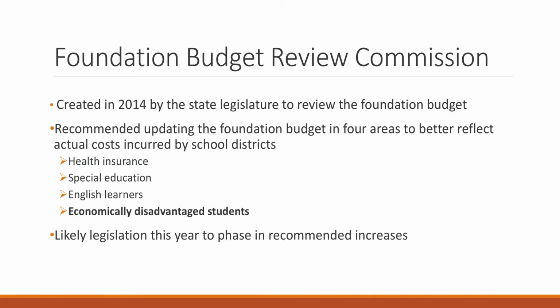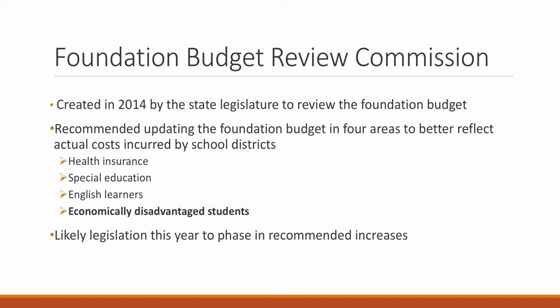Now, those concerns led to the creation of the Foundation Budget Review Commission in 2014, and that commission recommended that four areas of the foundation budget needed to be adjusted: health insurance, special education, English language learners, and most importantly, economically disadvantaged students. So that's what we're working on this year, to develop some kind of phased-in model for implementing those recommendations. There is a lot of consensus about the first three. On the last one, there's a huge consensus that there's a need, but the magnitude of that need is not agreed.